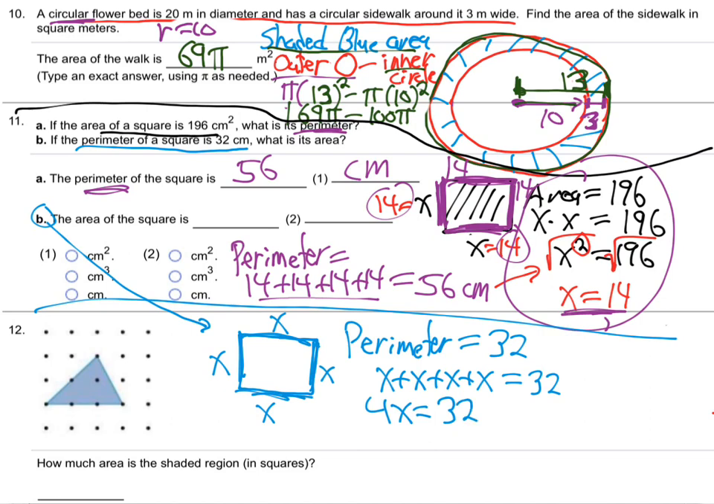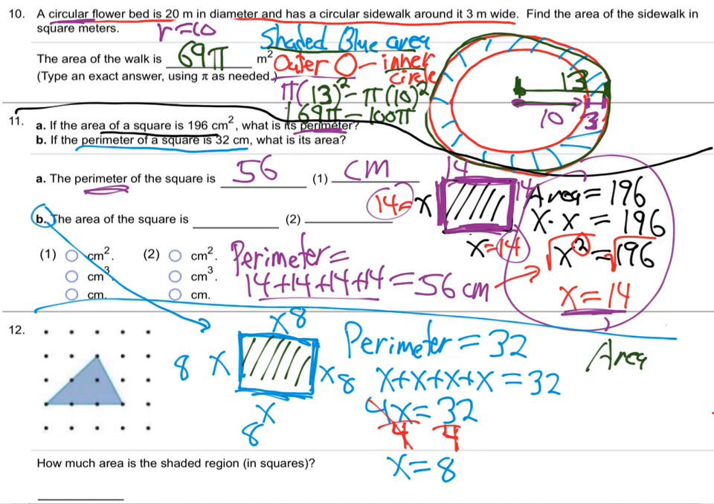How do we solve for x there? Divide by 4. X is 8. So we get x is 8. So the sides are all 8. This is 8, 8, 8, 8. And now that we know that, we can answer their final question. What's the area? What's the space in the middle?